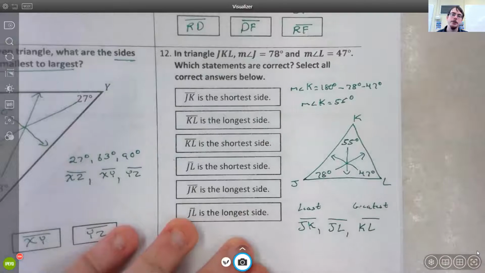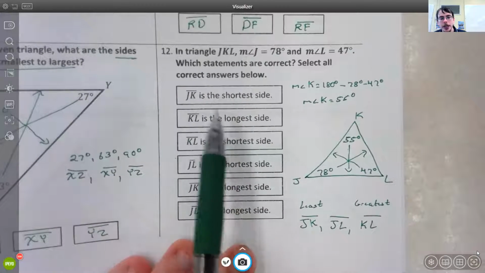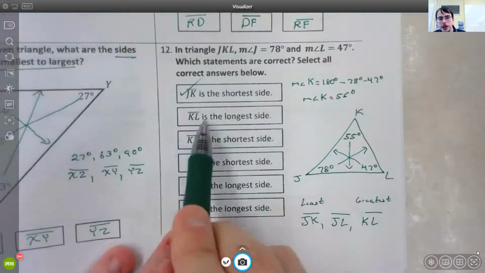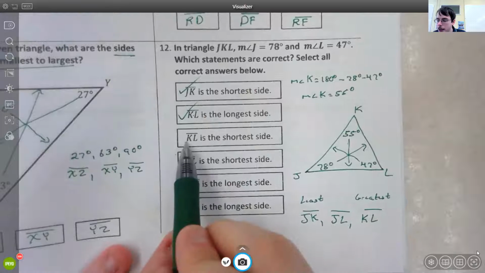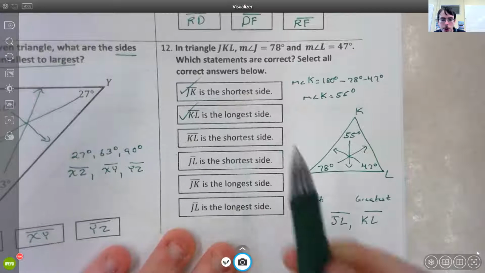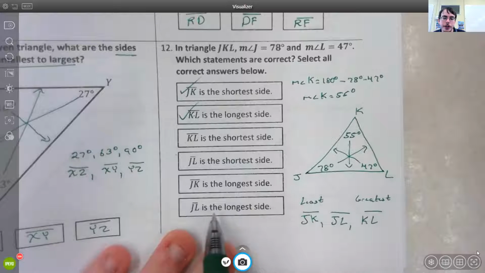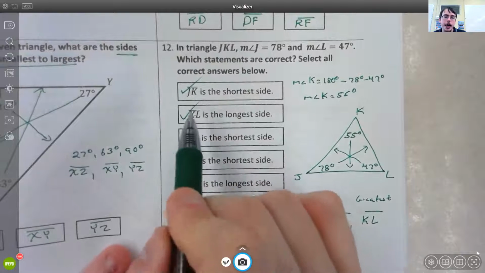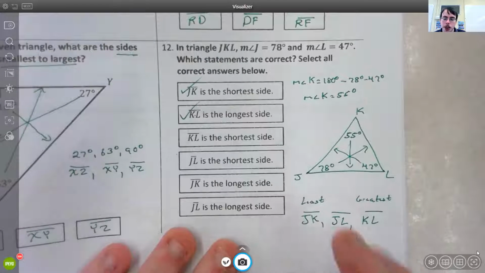So now we look and see which one we have. Now, this says JK is the shortest side. Is JK the shortest side? Yes, it is. KL is the longest side. Is KL the longest side? Yes, it is. KL is the shortest. Well, it's the longest, so it can't be the shortest. JL is the shortest. It's in the middle. JK is the longest. It's the least. And JL is the longest. It's in the middle. Okay? So make sure you pay attention to what it wants. If it just wants the shortest and longest sides, it's never going to ask about the middle one.